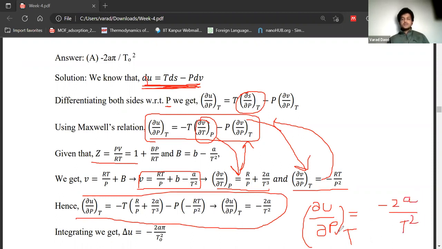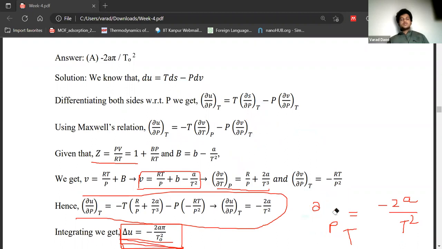Now we just integrate it, from some values of temperature and some values of pressure. The limits are given in the question, and then what we end up with is this: delta U is nothing but minus 2A Pi by T0 squared.